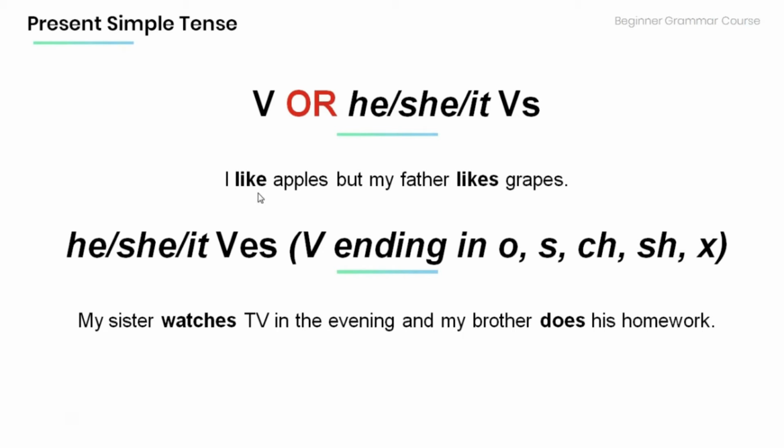But when the verb ends in O, S, CH, SH, or X, we add ES to the verb. For example, in this sentence we have, my sister watches TV in the evening and my brother does his homework. Note that we added ES to the verb that ends in O and ES to the verb that ends in CH.